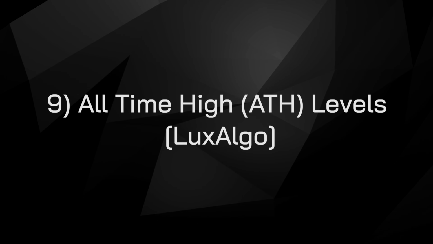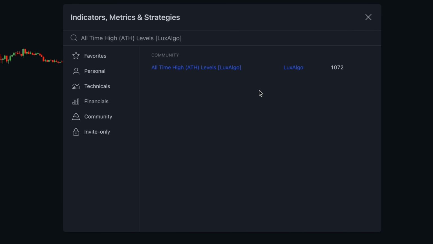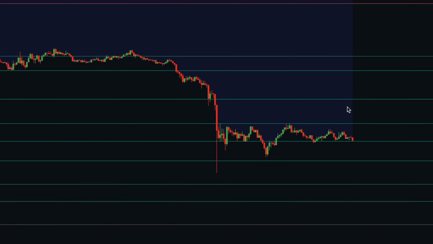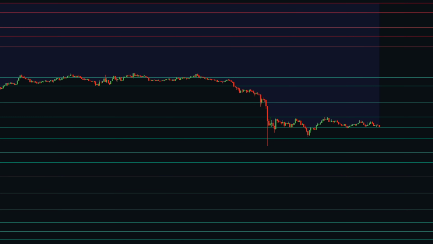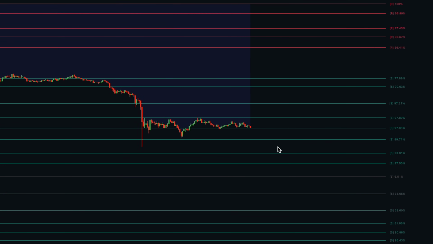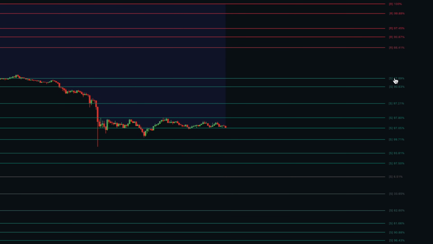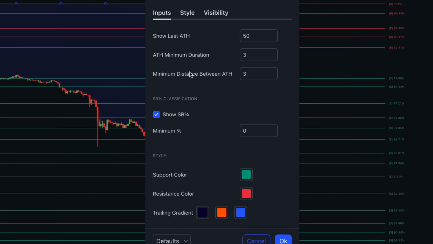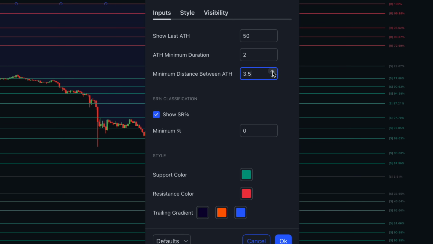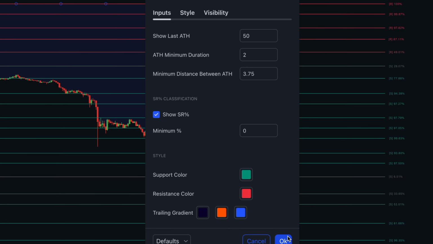On the 9th place, I put an indicator called All-Time High Levels by your favorite creator, Algo. The All-Time High ATH Levels indicator displays a user-set amount of historical all-time high levels made on the trader's chart, highlighting potential key price levels. Displayed levels can be filtered out based on their duration, as well as their relative distance from each other. This simple but effective indicator also evaluates the role a level might have as support or resistance using a percentage, classifying ATH levels as either support or resistance depending on the result.